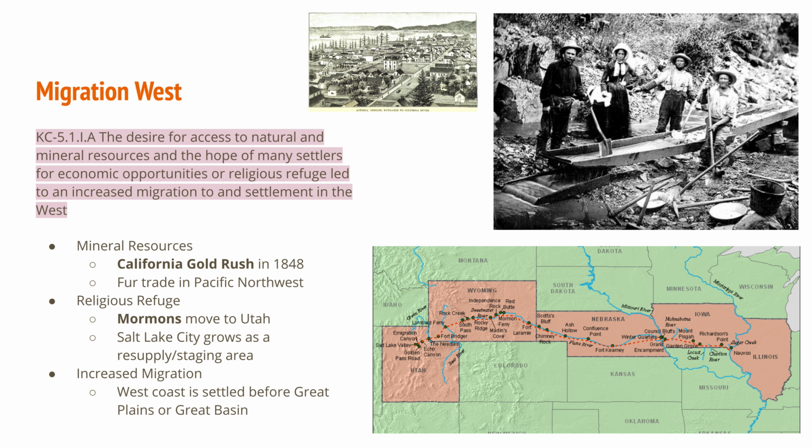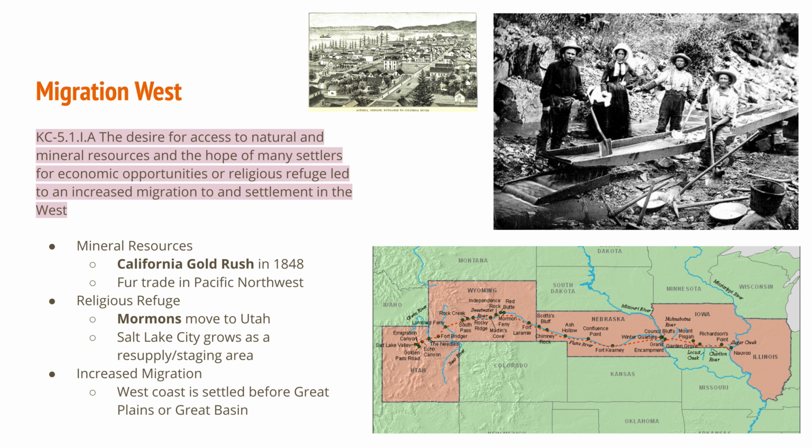In the Pacific Northwest, the fur trade is still really big. On the top left, you see a picture of Astoria, Oregon. The fur trade there was really lucrative. And because these areas in the West Coast began to populate a lot faster than the areas in the Great Plains and in the Great Basin, that is why they are admitted into the Union faster.